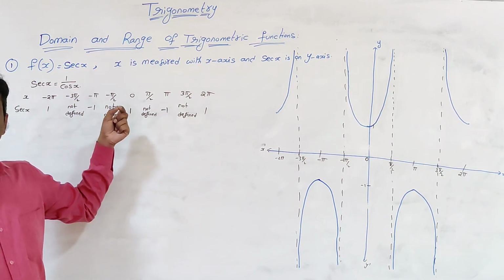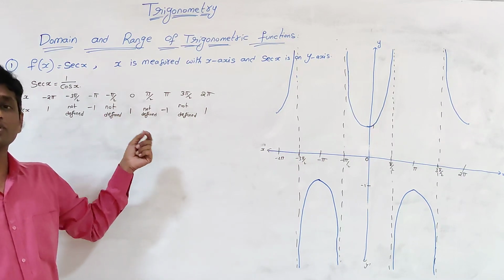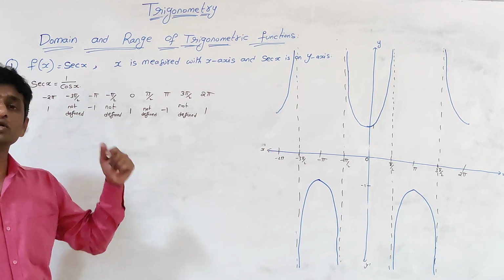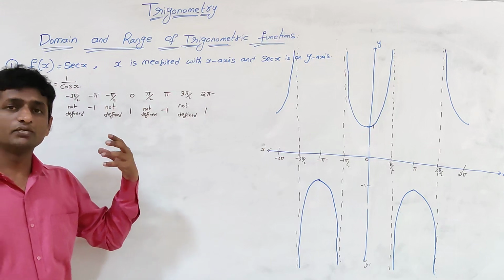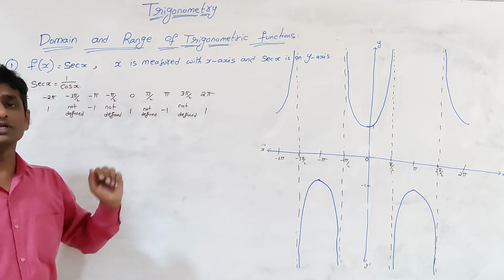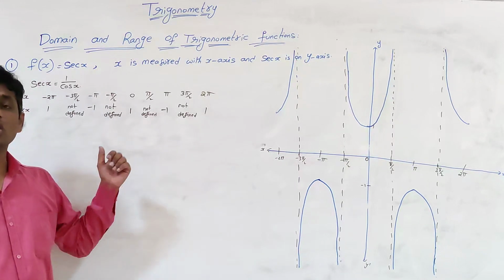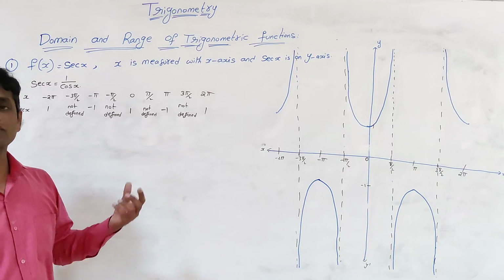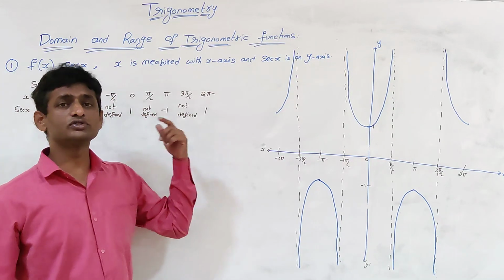Because tan x and secant x are not defined for odd multiples of pi by 2, because in the denominator it is cos x. For tan x it is sin x by cos x, and for secant x it is 1 by cos x. In both functions the denominator is the same, that is cos x. So in order to define secant x, cos x should not be 0. So for what values of x is cos x 0? For odd multiples of pi by 2.